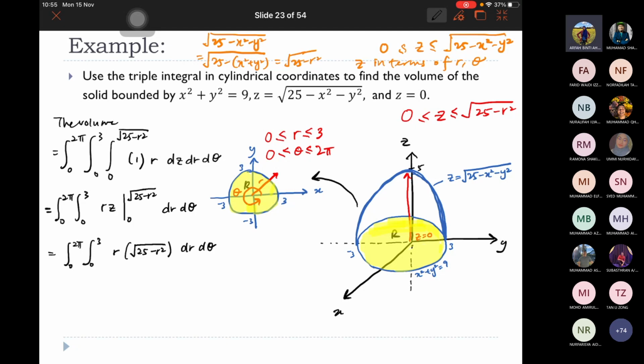Okay. So yang ini kena guna integration by substitution. Yang ini boleh tengok balik nota engineering math awak. Okay. So let u sama dengan 25 tolak r squared. Okay. So sqrt(25 tolak r squared) sama dengan u kuasa 1 per 2. du over dr akan sama dengan, u bezakan dia jadi negatif 1 per 2, du dr sama dengan u kuasa negatif 1 per 2 darabkan dengan negatif 2r.